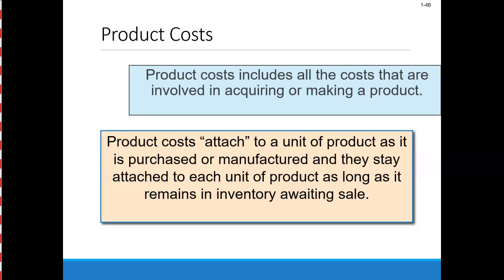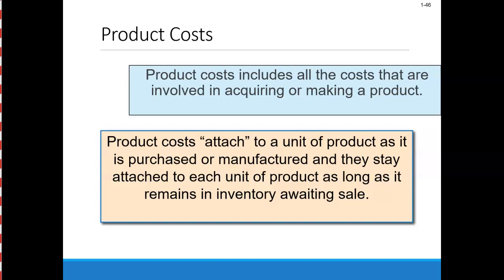Product costs attach to a unit of a product as it is purchased or manufactured, and they stay attached to each unit of product as long as it remains in inventory waiting to be sold. When we are manufacturing goods, that is an asset on our books until we sell that product. From when we sell the product, if you remember this from financial accounting, it then shows a revenue component and it then shows a cost of goods component. You know what I'm talking about?